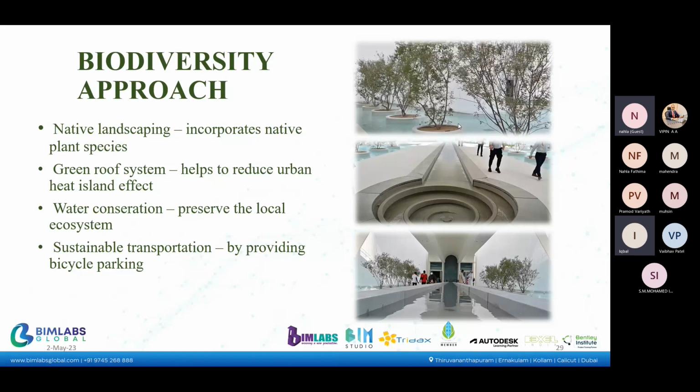Then there was sustainable transportation. In the basement of the building, I think it was the basement, they provided bicycle parking to promote the usage of vehicles that consumed no energy and had no environmental impact. Then they even promoted the usage of public transportation to reduce the emission of carbon. So these are various biodiversity approaches.